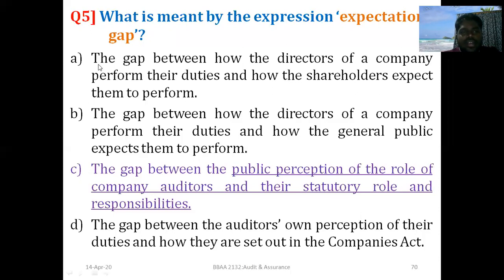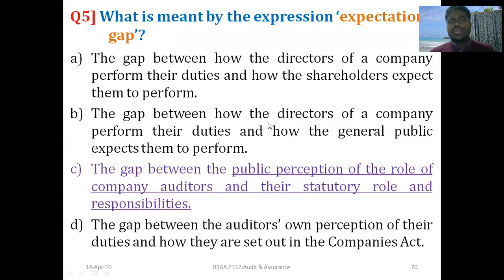So the first answer says A, the gap between how the directors of a company perform their duties and how the shareholders expect them to. No, there's no connection with the directors of a company performing their duties. No, the expectation gap is something related to the auditors, the general public's expectation about the audit report and the actual outcome delivered by the auditors. So this answer is wrong. This is something about how the directors of a company perform their duties. Similarly, you reject. What about answer B?